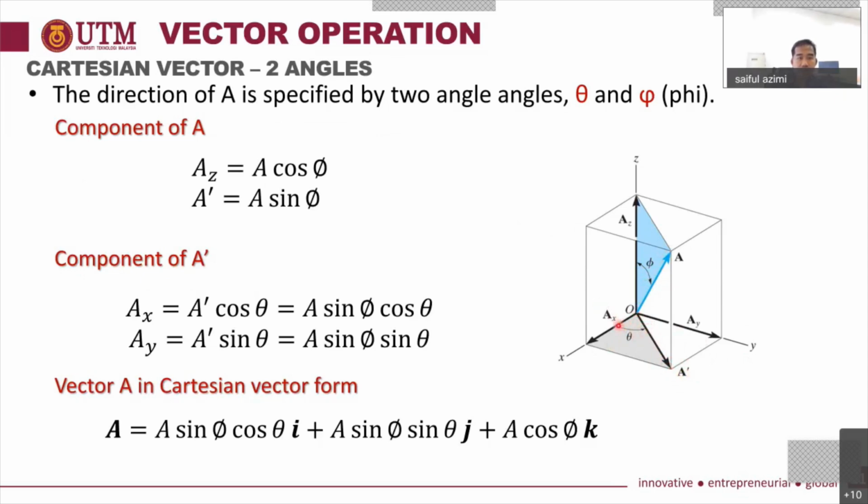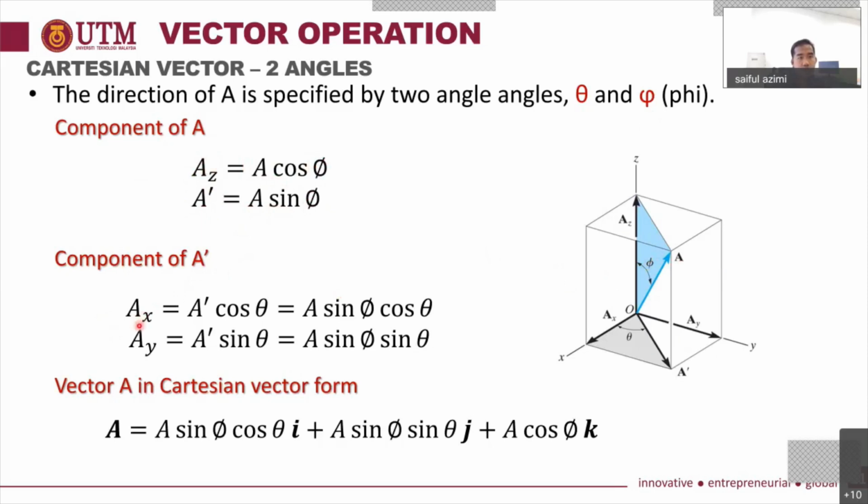Theta is from the AX. Okay, from the x-axis, you get your theta here. Okay, and then your phi is as usual. Your phi is actually represented from your z-axis. So from the z-axis directly to the resultant force, you will get your phi. Okay, so this is the component of A. You have AZ equals A cos phi, and A prime equals A sine phi. So this is the angle of phi, and the component of A prime.